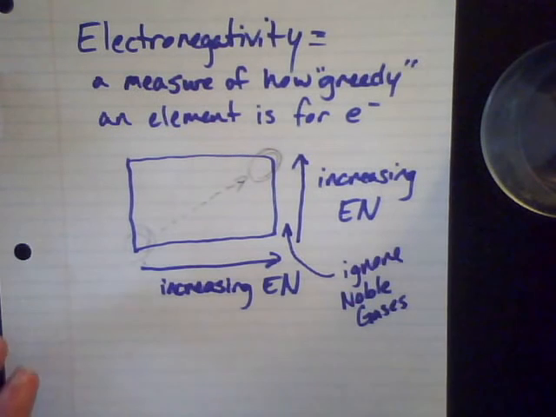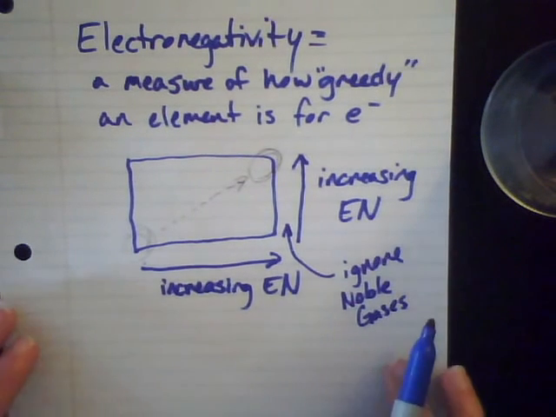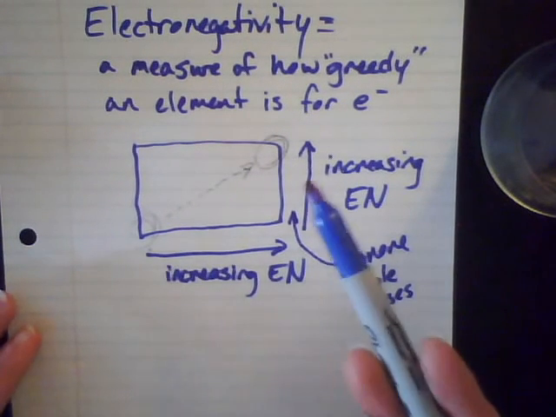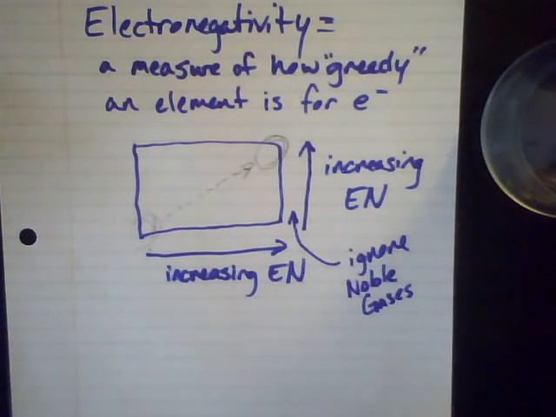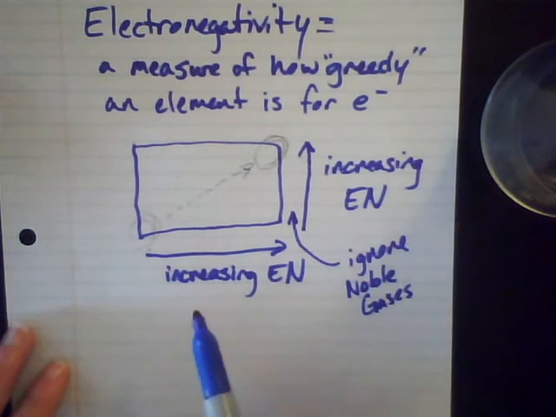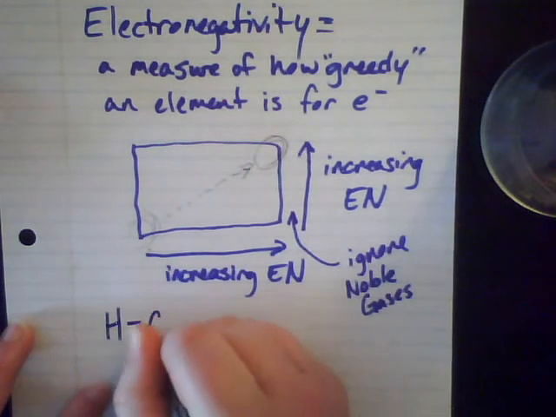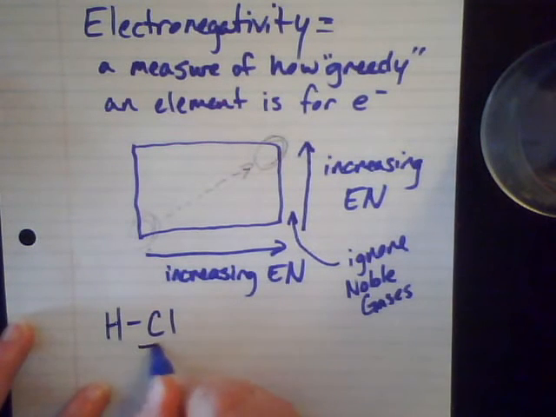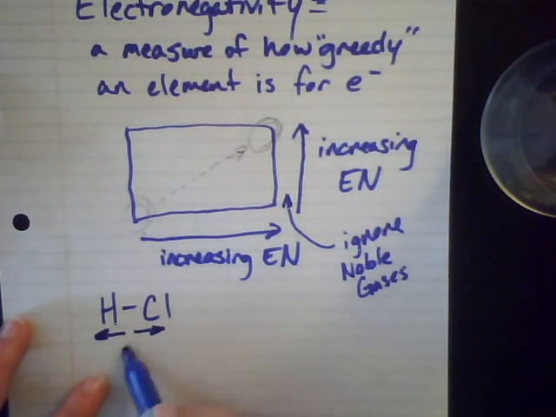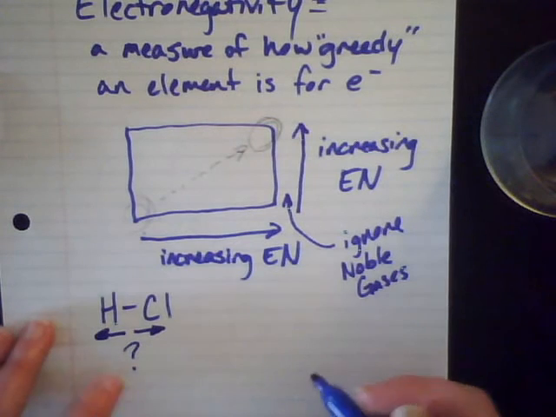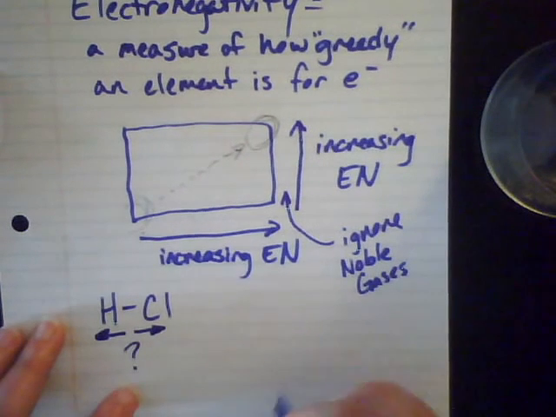Okay, so the way that we can use electronegativity is there have been very smart scientists in the past that have put together numbers for these measures of how greedy elements are for electrons, so how much they're pulling on that bond one way or the other. So if we go back to our hydrogen and our chlorine here, chlorine is pulling on it this way, hydrogen's pulling on it this way. Which one is pulling on it more? Well, we have to go to our electronegativity values, and there's a table for that.